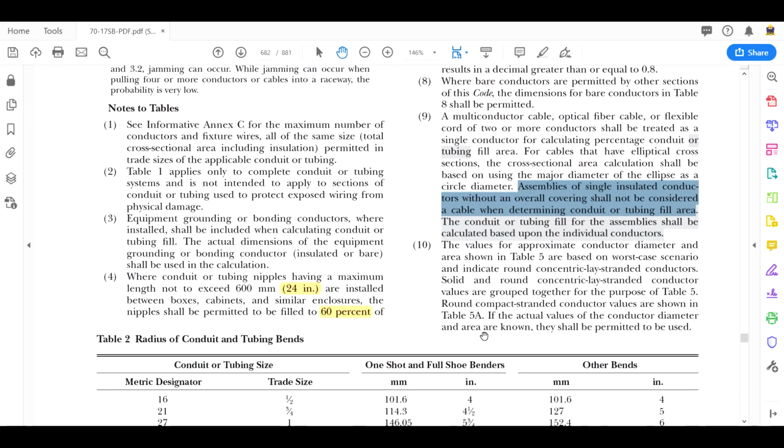All right, and then lastly, let's go on down to Note 10, which is the easiest one of them all. All this is saying is the values for approximate conductor diameters shown in Table 5 are based on worst case scenarios. That's a good thing. I always like that worst case scenario. The only other thing I will say of any significance, because you're just going to use Table 5 for all exam purposes for a raceway fill, unless it's compact, round, and if it's copper or aluminum, then you're going to use Table 5A. Just remember that.